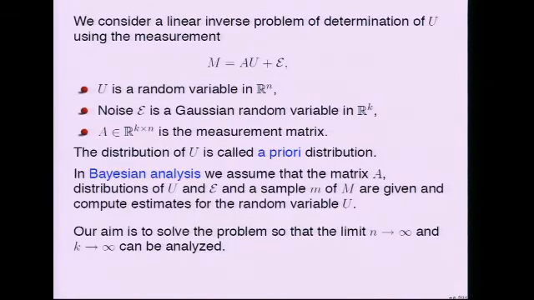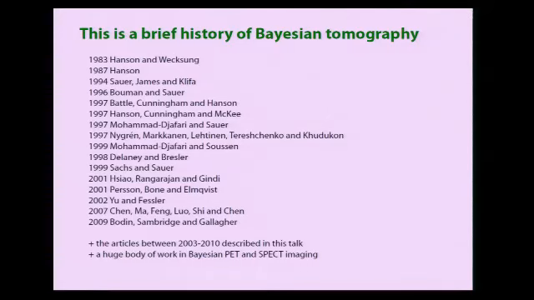And in this talk, I will later analyze the question: what happens when one makes better and better discretization? So when the dimensions of this problem approach infinity. In Bayesian tomography, there's a long history, starting from important papers of Hansen, but they are very extensive work. This is only for X-ray tomography, and there is a vast literature for PET and SPECT imaging.